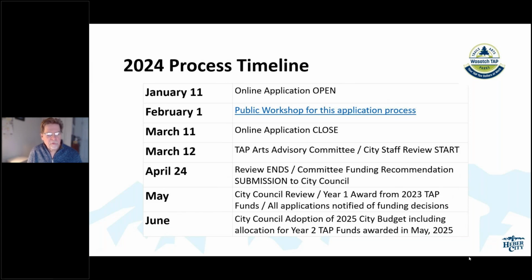And here's a bit of new information that was not as clear as it is today: the year one award, which is the year that we're now talking about from 2023 TAP funds, will be awarded in the month of May. That award was previously thought to be later in the summer, and the answer is no. We're going to be awarding that as soon as we can in May. And with that, applicants will be notified of funding decisions, be it thumbs up or thumbs down.